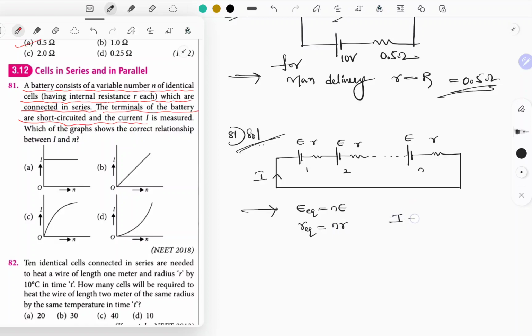Then current flowing through the circuit is I equal to V by R, right? So it's going to be E equivalent divided by R equivalent. E equivalent is n times E. R equivalent is n times R. n will get cancelled out. Then I is equal to E by R. The question they are asking is we have to draw the graph between I and n, where n is the number of identical cells. Does this equation depend on n? No, it is not. It is independent of n.